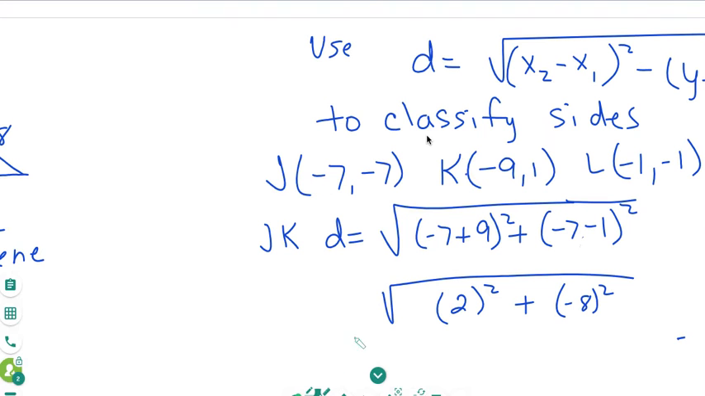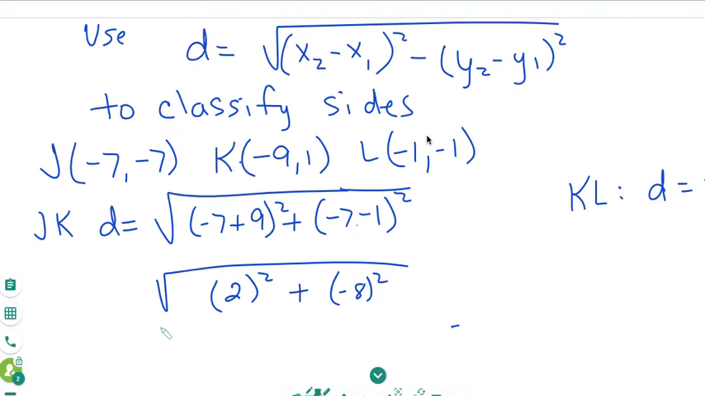Now we can also use the distance formula to classify the sides of a triangle. So for example, if we're given these 3 ordered pairs as being the vertices of a triangle, we can determine the lengths of the sides. So side JK, I would put the ordered pairs into my distance formula, and I would see that JK would be the square root of 68. That's 8 squared is 64, 2 squared is 4, so it'd be the square root of 68.